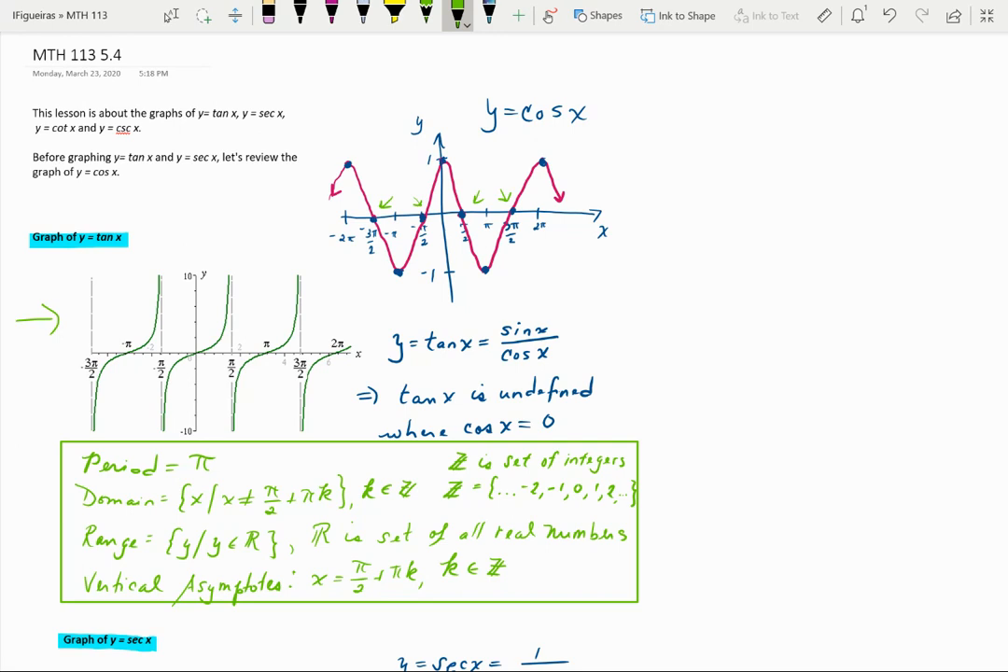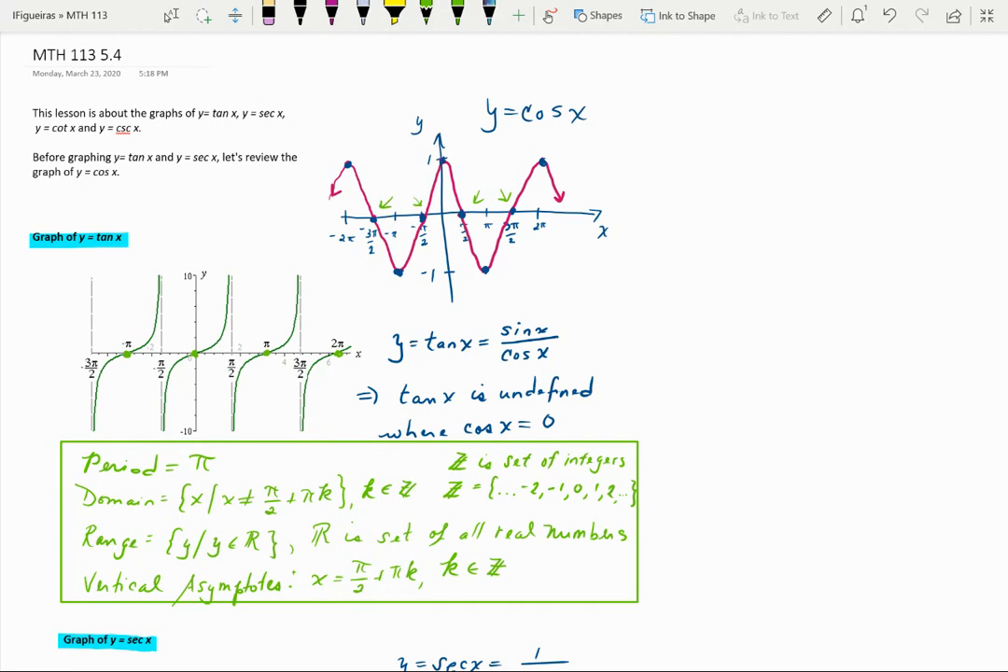Some easy ones to evaluate are, for example, tangent of pi. Tangent of pi is equal to 0 because sine of pi is 0 and cosine of pi is negative 1. 0 over negative 1 gives you a value of 0. The same thing happens at 0. Sine of 0 is 0. Cosine of 0 is 1. So 0 divided by 1 is 0. And the same thing occurs at 2 pi and at infinitely many other values of x to the left and right of this graph. But we've just shown a few.